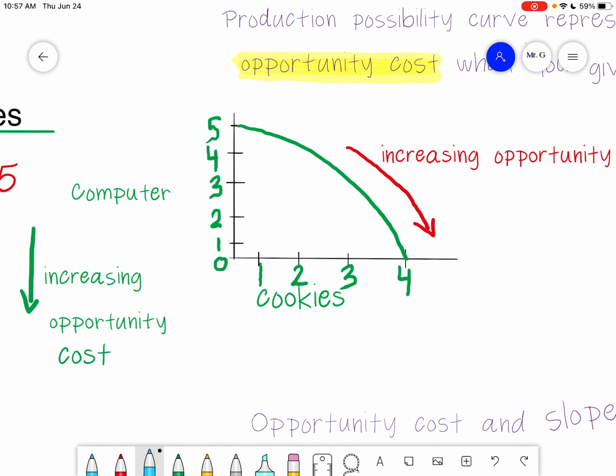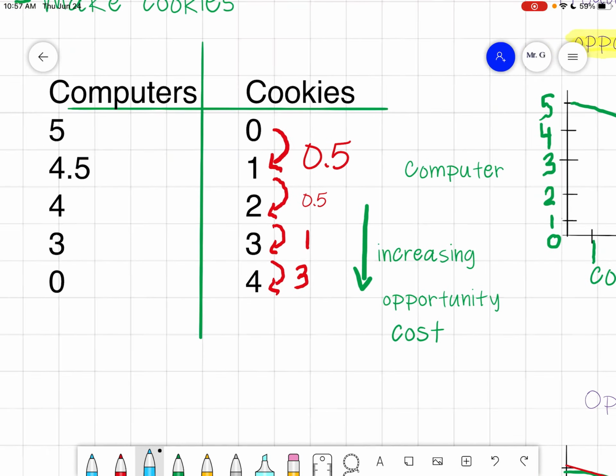Now, you can see in this example here, we are using computers and cookies, and we're kind of making it for the individual, not talking about an economy, but it works for either. We're just trying to simplify it down to understand what's going on. But you can see by the curve that there's an increasing opportunity cost. So let's have a look into that by looking at the numbers.